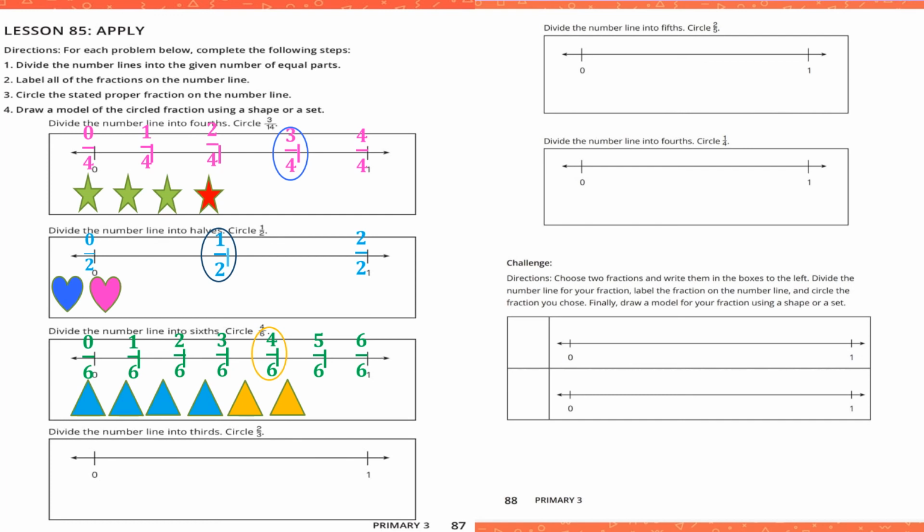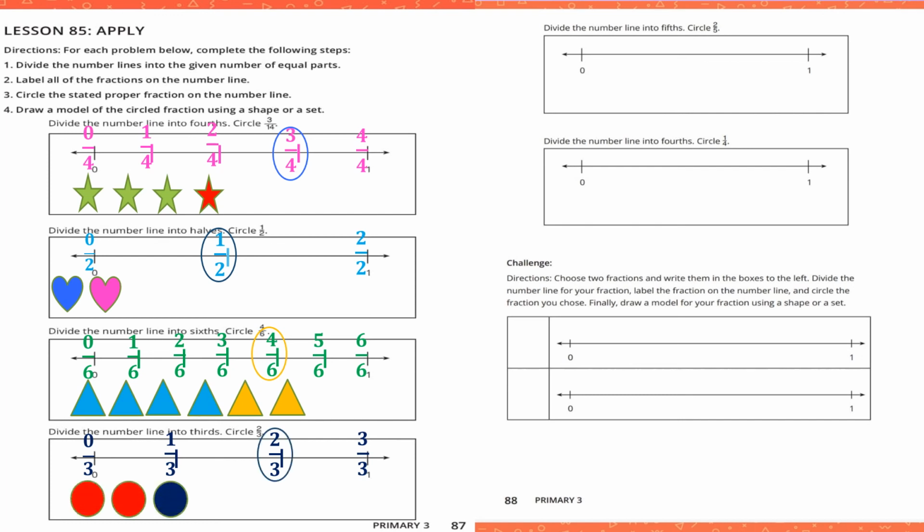The last one, divide the number line into thirds. Circle 2 over 3. Like the previous, thirds means 3 equal parts. Let's divide and label each dash, and finally circle 2 thirds.